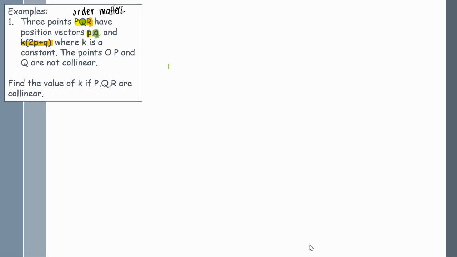When we start to draw this, we just have to be aware that the points O, P, and Q are not collinear. That means the origin, point P and point Q are not in a single straight line with each other. But it does say that we need to find the value of our constant k if P, Q, and R are in a straight line. These points are collinear. So try and make your diagram reflect this.